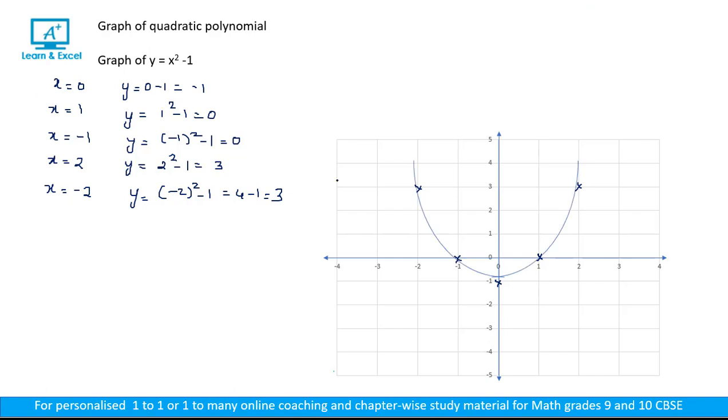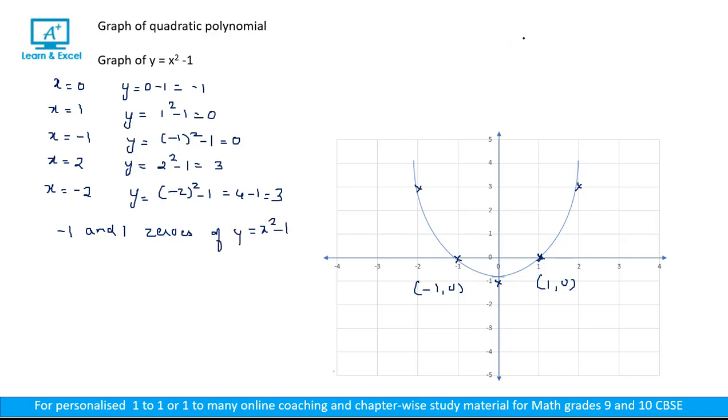So we can see here that the graph meets the x-axis at two points, minus 1, 0 and this point 1, 0. So we can say that minus 1 and 1 are the zeros of y equal to x square minus 1.